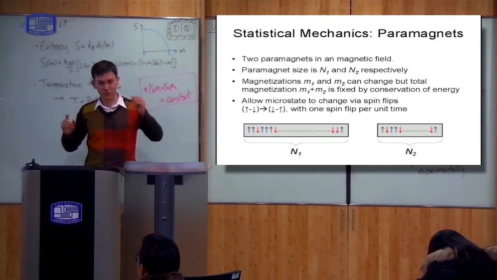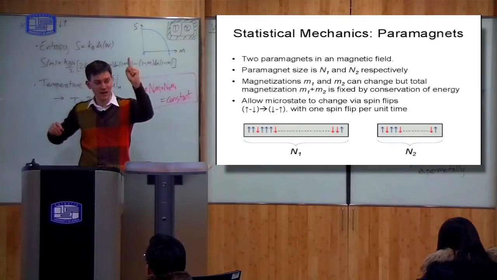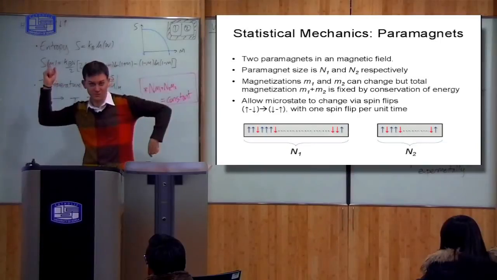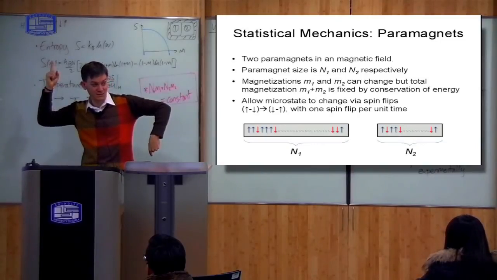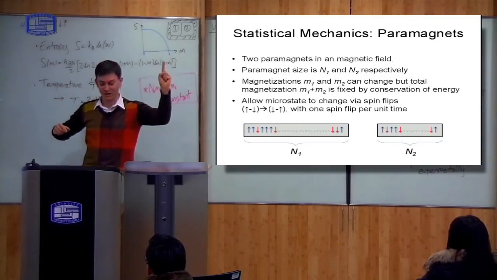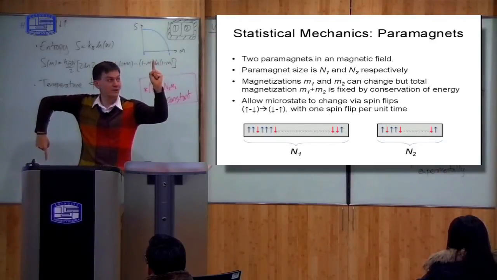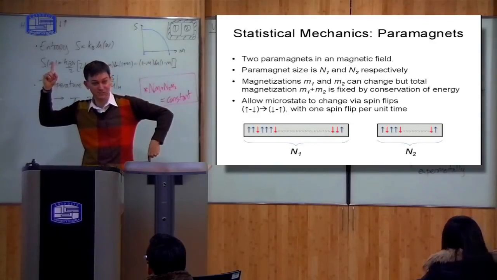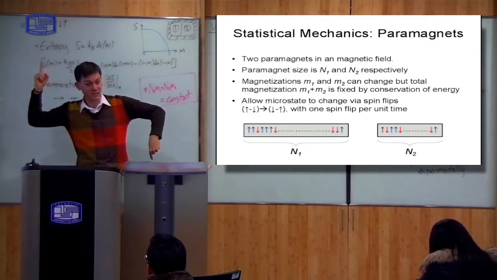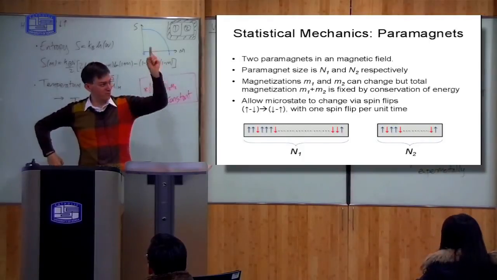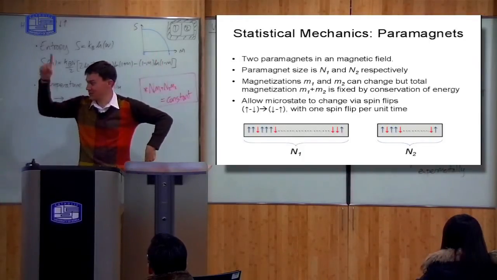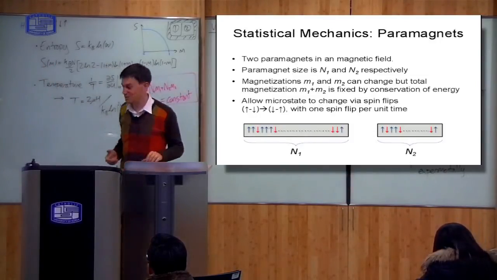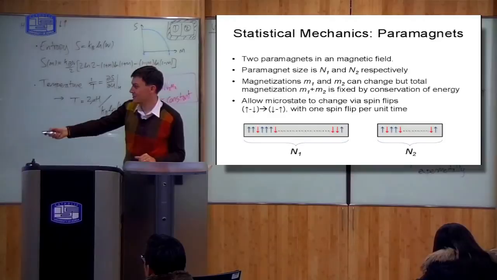If I have, in one paramagnet, a spin up, and in another paramagnet, a spin down, then they could choose to flip like this. Originally, paramagnet 1 has a spin up, paramagnet 2 has a spin down, and at some point in time, they can simultaneously flip. This conserves the energy. The energy of this paramagnet goes up, the energy of this paramagnet goes down, but the total energy is conserved. So we allow spin flips like this to happen.